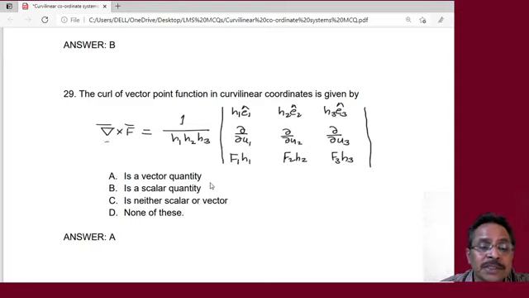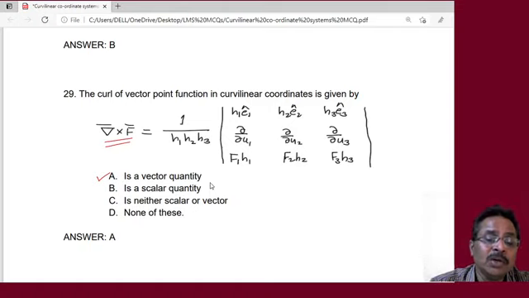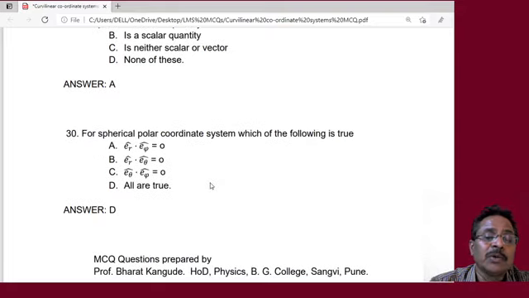And we know that since this is a cross product of two vectors, this quantity is always going to be a vector quantity, and therefore the correct answer to question number 29 is A. It is going to be a vector. So gradient is a vector, divergence is a scalar, and curl is also a vector. From the examination point of view, remember these three definitions or expressions for gradient, divergence and curl, provided you have knowledge of the scalar triple product, all three types of coordinate systems, their scalar factors, their metric coefficients, etc.